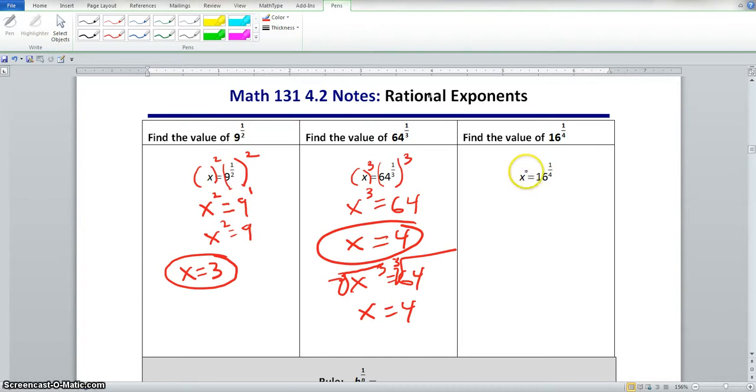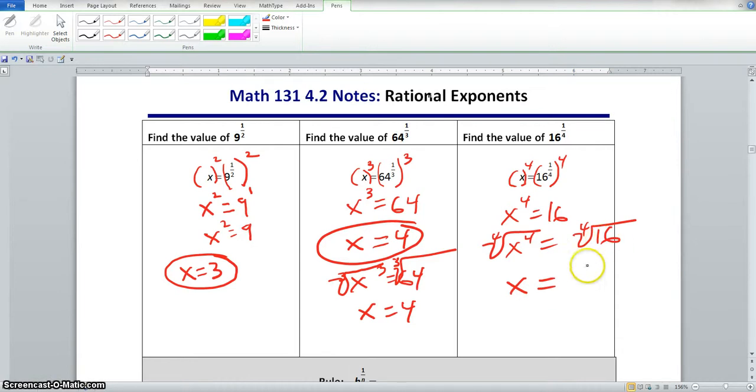Now we come here. Now we're going to take both sides of the equation to the 4th power. So we will have x to the 4th power is equal to 16. Now our next step is we could take the 4th root of both sides, the 4th root of x to the 4th, and the 4th root of 16. The 4th root of x to the 4th will give us x, and the 4th root of 16 will give us 2. So that is our final answer.